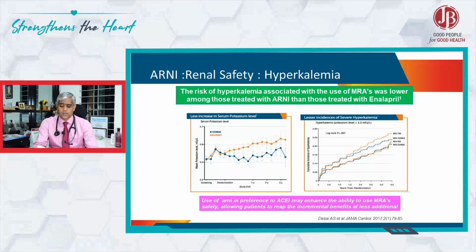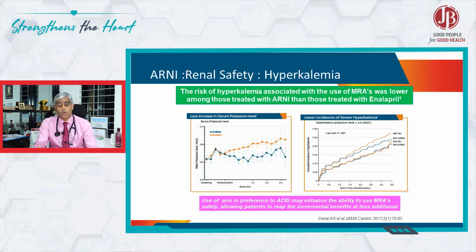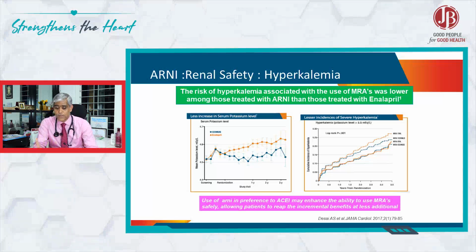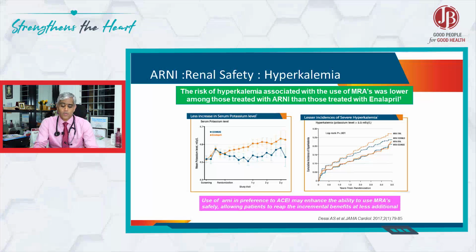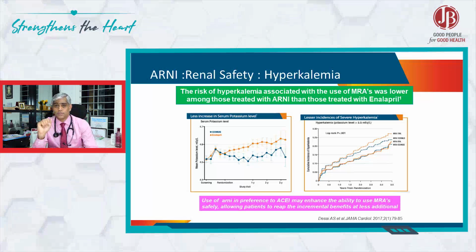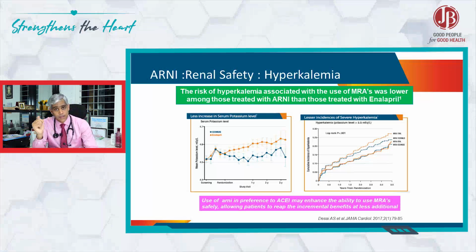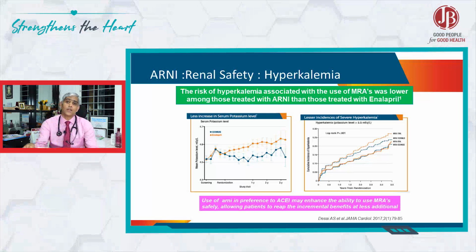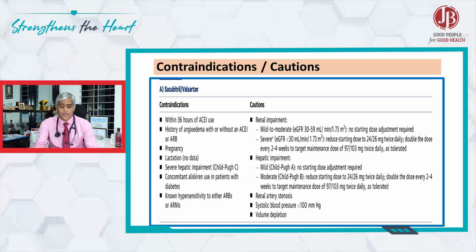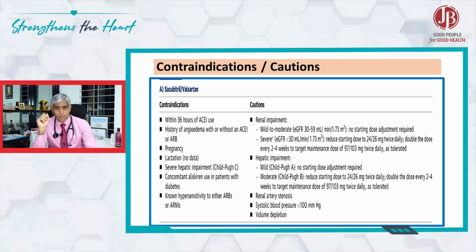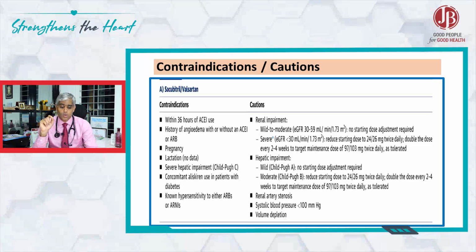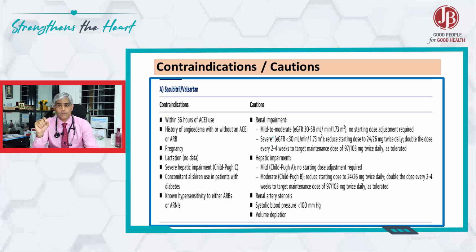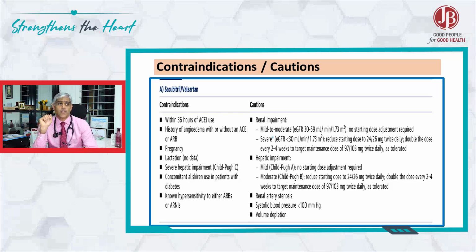If we see numerically, hypotension was more common in the ARNI as compared to the ACE group, while hyperkalemia and cough were more common in the enalapril arm as compared to the ARNI arm. And that's why the risk of hyperkalemia associated with the use of concomitant mineralocorticoid receptor antagonist was lower if the patient is treated with ARNI as compared to enalapril.